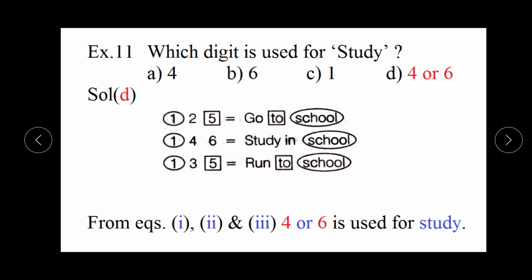If we see in the options, in option A it is given 4, then we cannot choose 4. In the second option it is given 6, only 6 we cannot choose, and 1 is not for the study because 1 is for school. But in the fourth option, 4 or 6, it means for study it can be 4 or it can be 6. That is the correct option. But if 4 or 6 is not given, then the option will be data inadequate or cannot be determined. At that time we will choose cannot be determined or data inadequate.